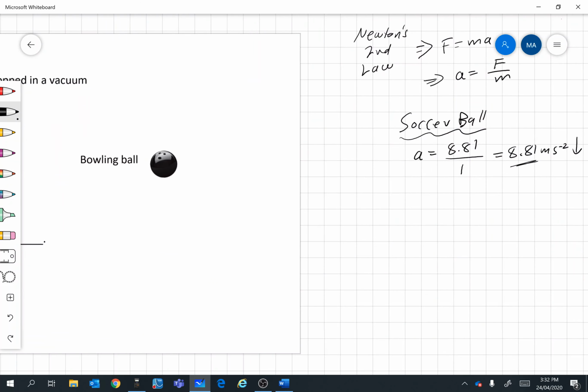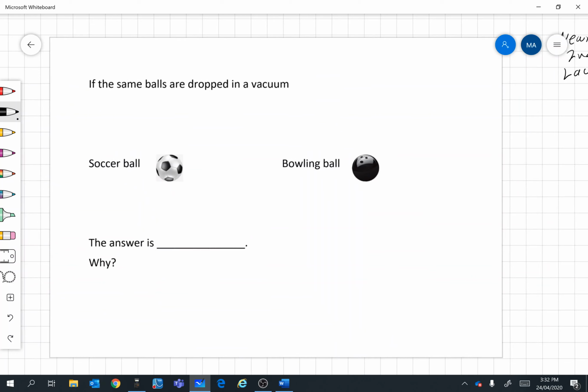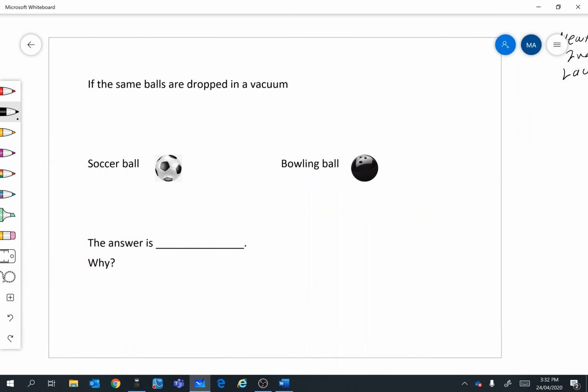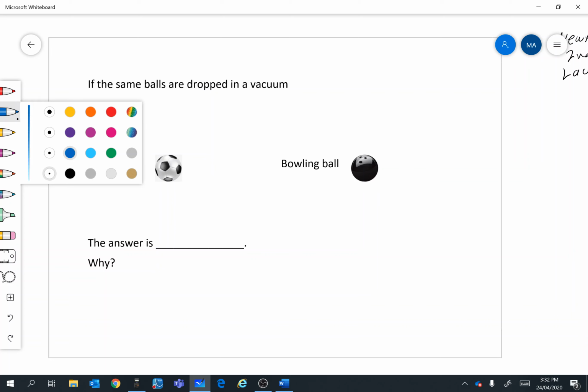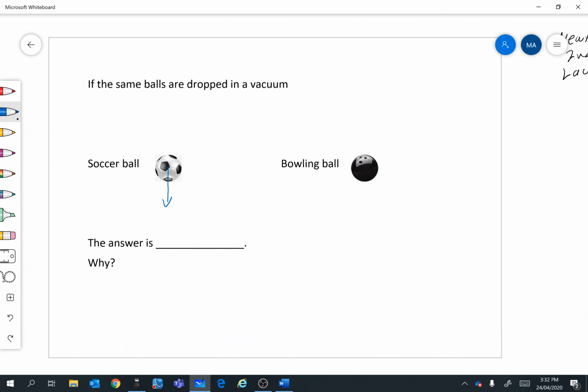Now, if we were to look at these in a vacuum, the soccer ball and the bowling ball in a vacuum, remember now that there's no air resistance. So all we've got is, for the soccer ball, it was 9.81 newtons downwards due to its weight. And for the bowling ball, 98.1 newtons downwards. Now, acceleration equals force over mass. So for the soccer ball, the acceleration is the force, 9.81 over the mass, which is 1, so 9.81 meters per second squared.